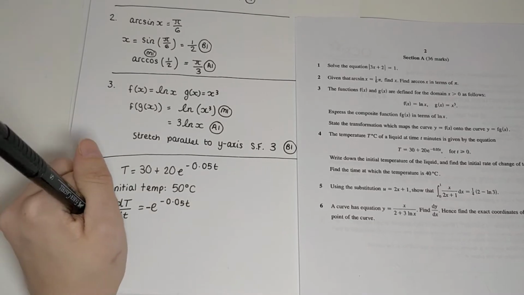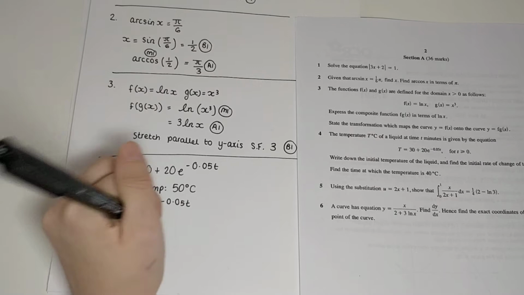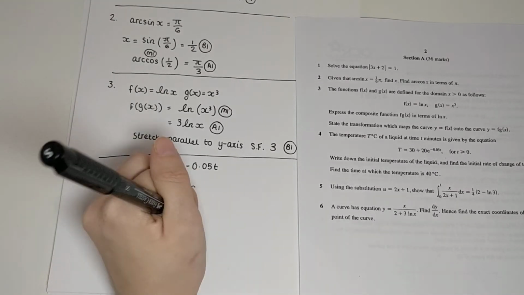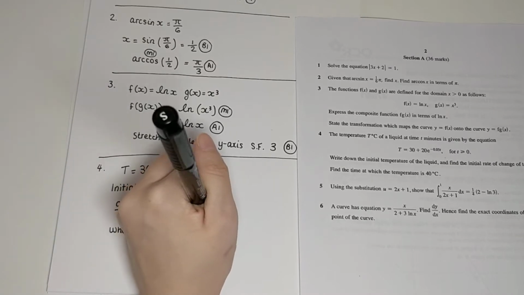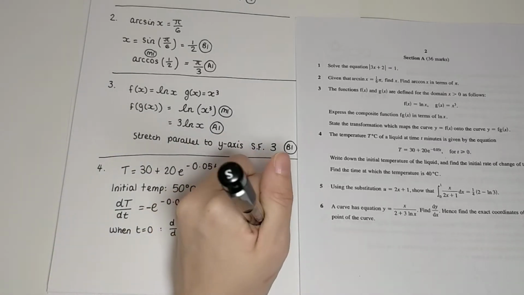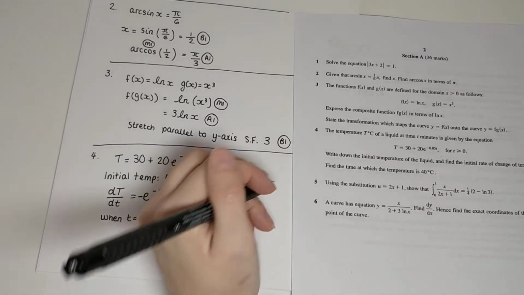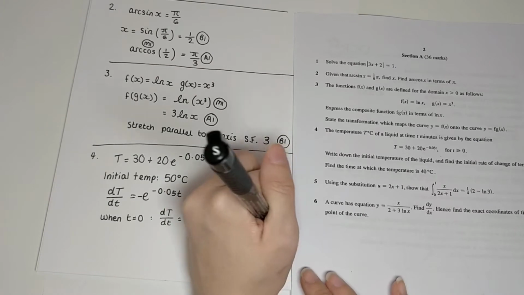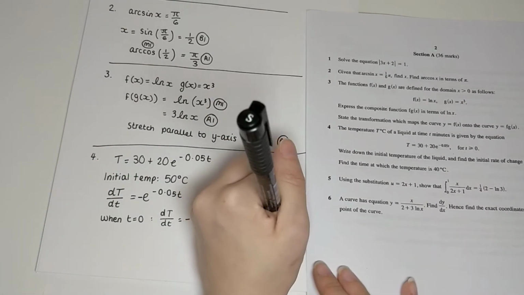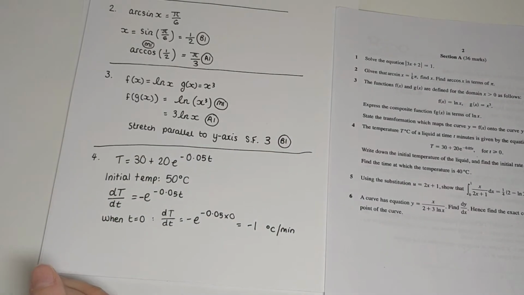Okay, and then I want the initial rate of change, so I want t to equal 0. So, minus e to the minus 0.05 times 0. Oh, that's just minus 1, isn't it? I should probably put some units. Degrees Celsius per, what's t, second? No, minutes. Degrees Celsius per minute.